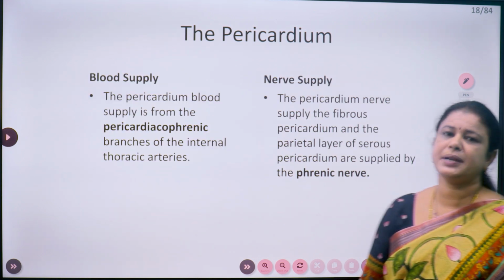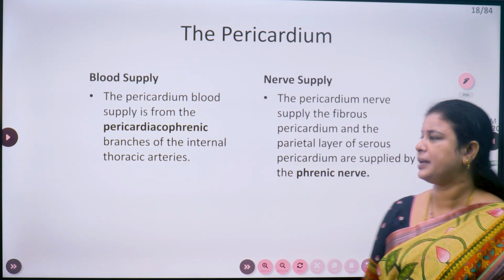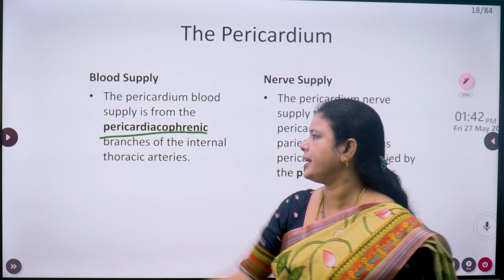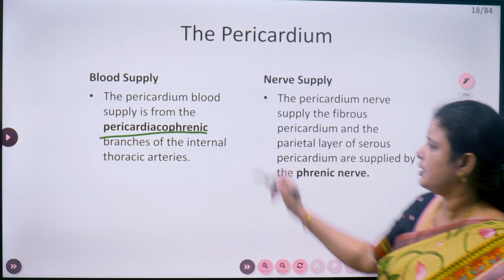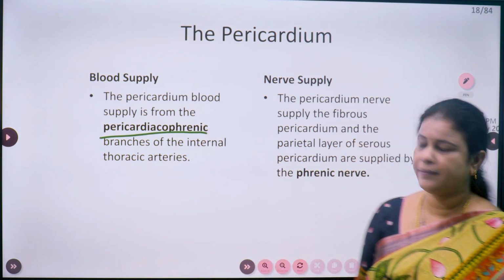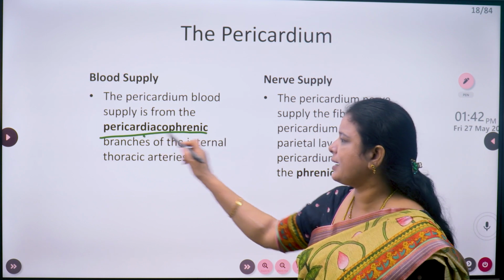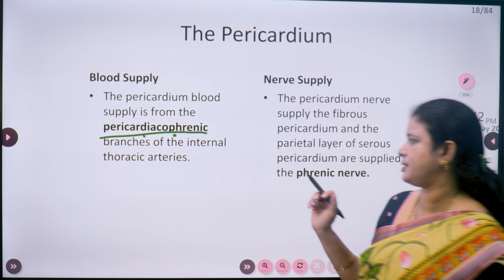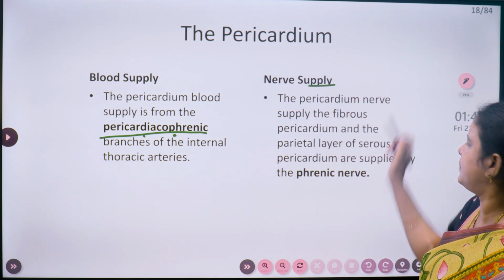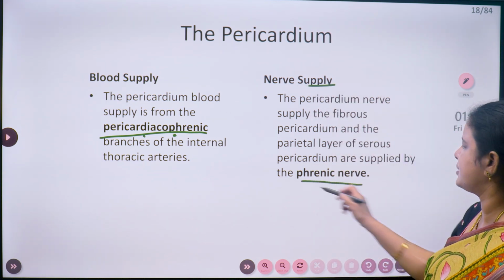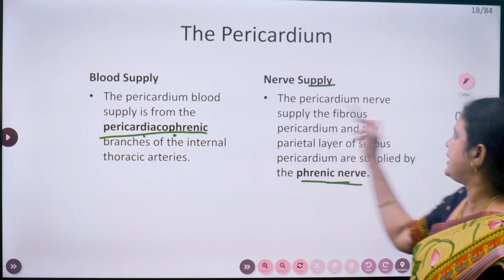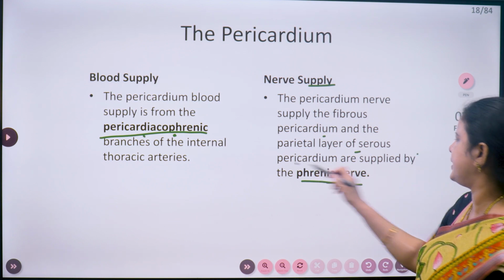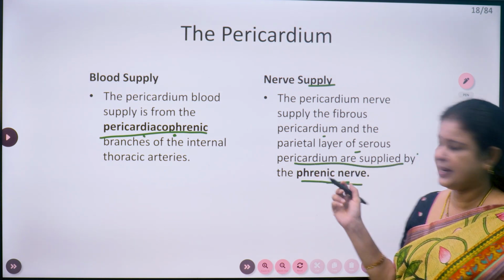Next, blood supply to the pericardium. The blood supply to the pericardium comes mainly from the pericardiacophrenic branches of the internal thoracic arteries. Nerve supply is by the phrenic nerve. The fibrous pericardium and the parietal layer of the serous pericardium are supplied by the phrenic nerve.